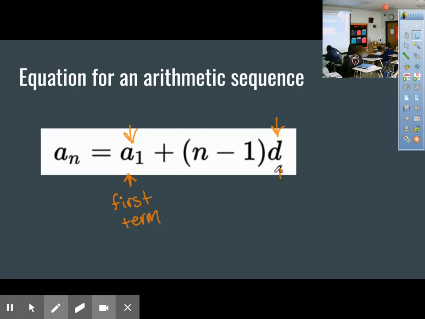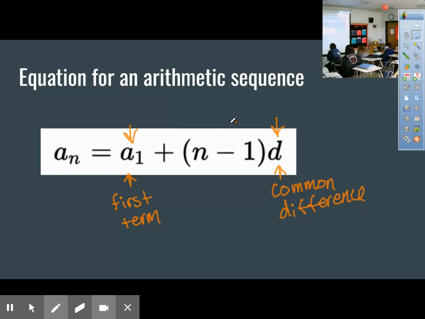And D is your common difference. Like I said, you're going to be given those numbers, and you're just going to plug them into your formula, and then you'll solve it. Personally, I like to put my common difference in the front because I like to distribute from the front, and I don't like to distribute from the back. Can I write it with the D in the front? Yes, it's okay if you write it with a D in the front.